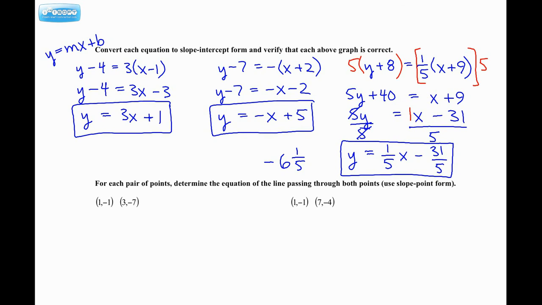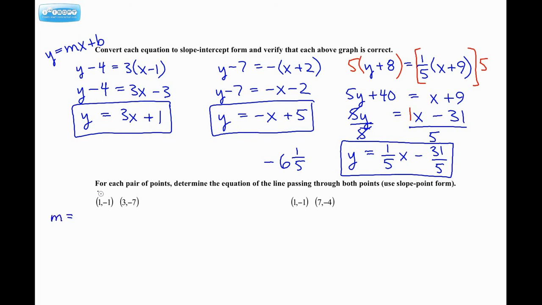All right, lastly, for each pair of points, determine the equation of the line passing through both points. Use slope point form. Okay, so here we have 2 points. If we had a graph, we could plot them, but we're going to try and do this without graphing. All right, so if we want to use slope point form, we need 1 point. Well, we actually have 2, so that's good, but we also need the slope. Well, unfortunately, we are not given the slope, okay? But because we have 2 points, remember, we can find the slope, okay? So let's first find the slope using the formula, x1, y1, x2, y2.